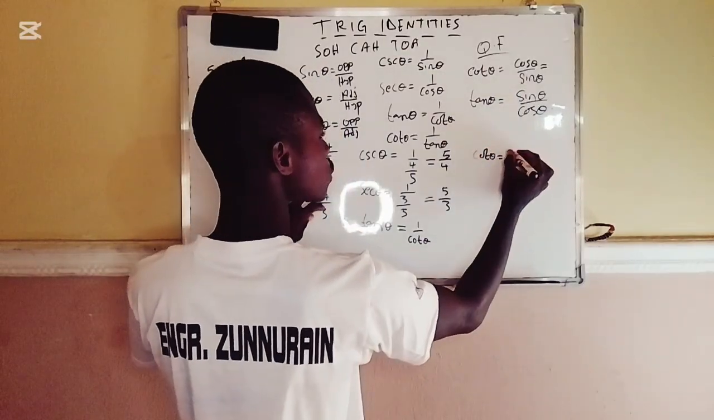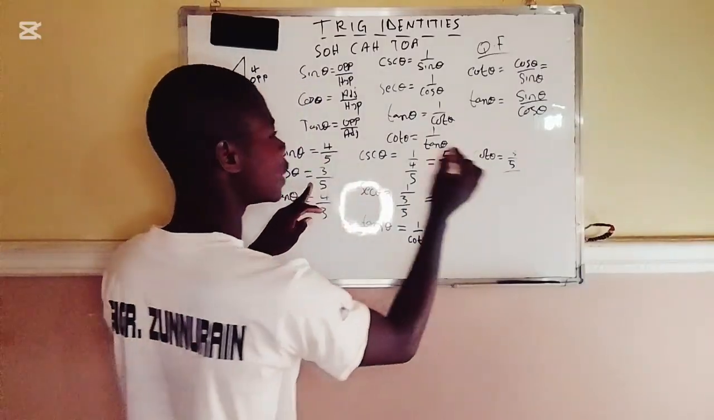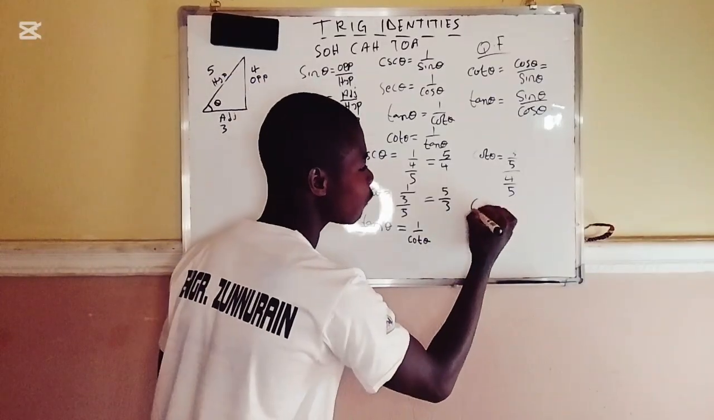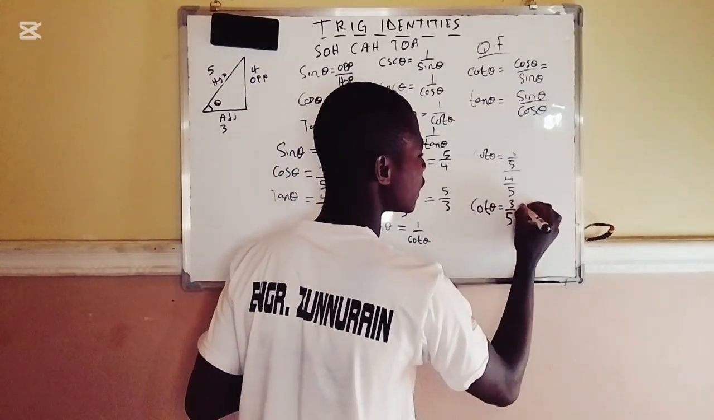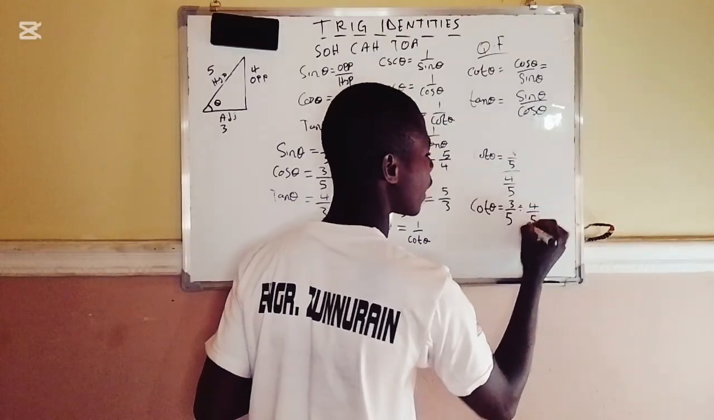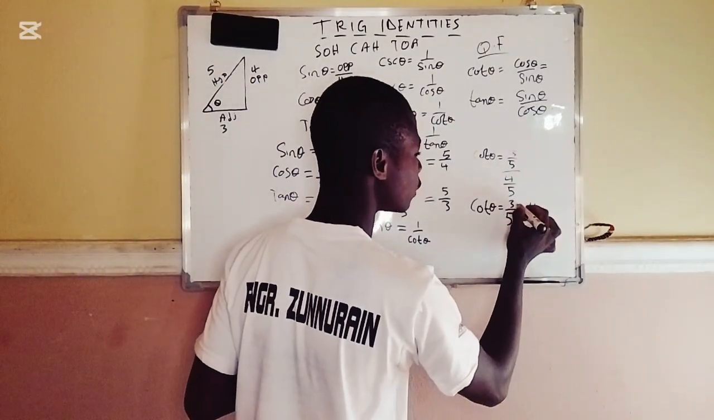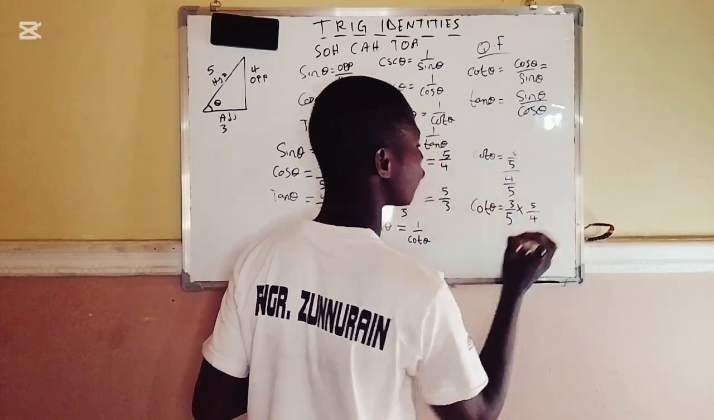The value of cos is 3 over 5, divided by the value of sine, which is 4 over 5. So therefore, cot theta is the same thing as 3 over 5 divided by 4 over 5. If you change to the reciprocal, it becomes multiplication, and therefore 5 and 4 switch places.